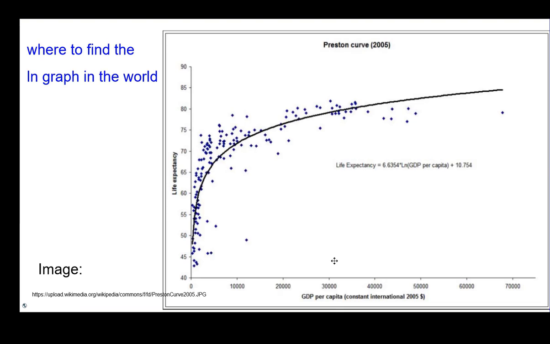Where you could find the graph of natural log in the world: here's a curve called the Preston curve. I thought that was kind of interesting.